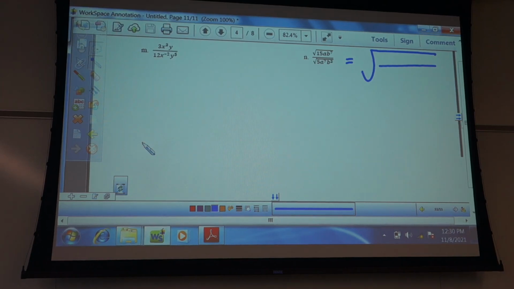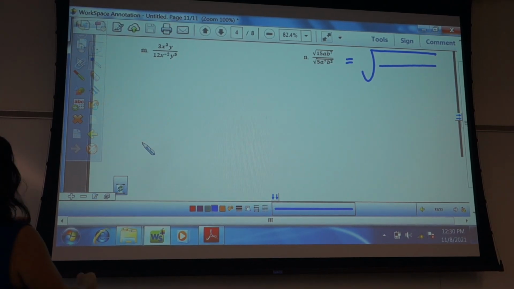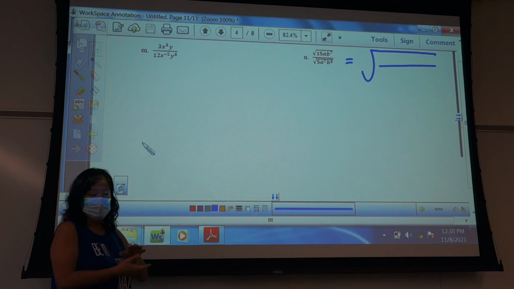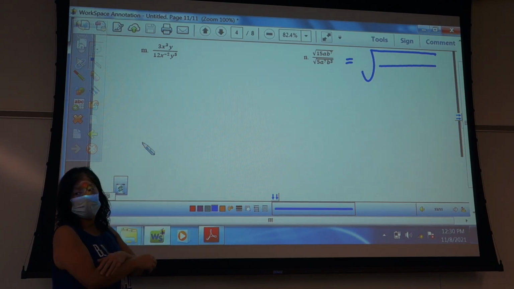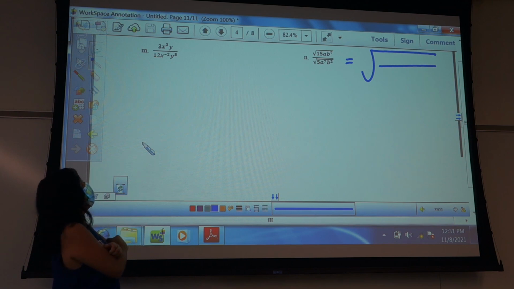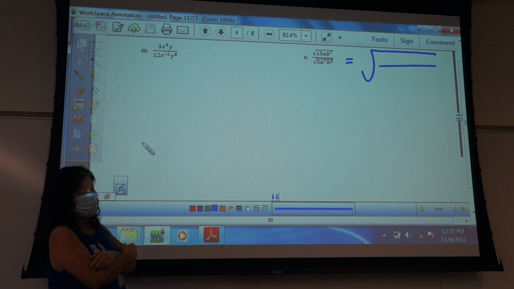You have that x to the negative 2. A negative exponent means that you're going to move it to the other side. If it's on the bottom, you move it to the top. If it's on the top, you move it to the bottom. So it means you're dividing by x.